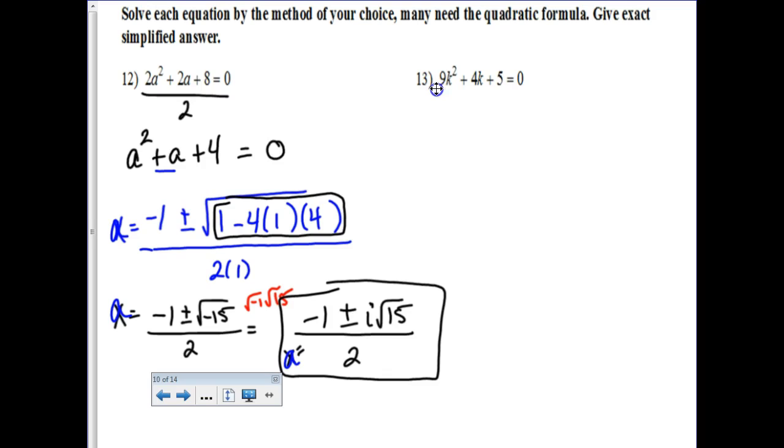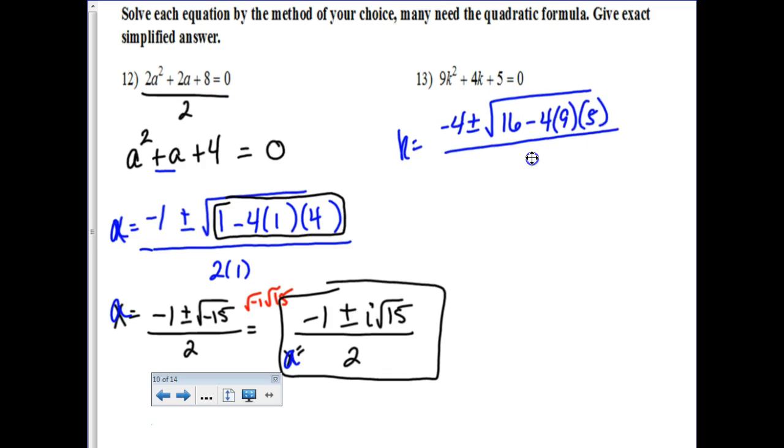I'm gonna veto completing the square on this next question, guys. Let's just go ahead and do quadratic formula. Opposite of b, so k equals. Opposite of b would be negative 4. Plus and minus, b squared would be 16. Minus 4 times 9 times 5. Well, looks like we're going to have another complex solution set. Over 2 times a, which would be 2 times 9. So only partially simplify this, please.